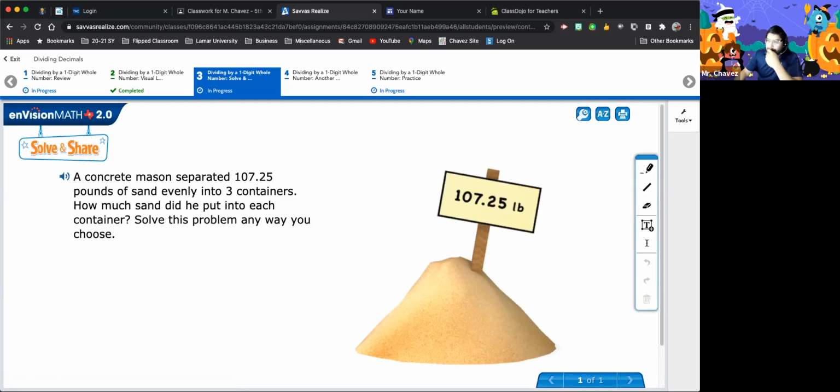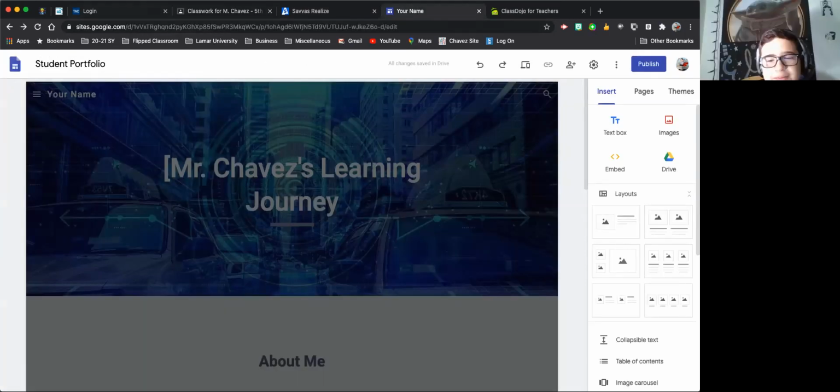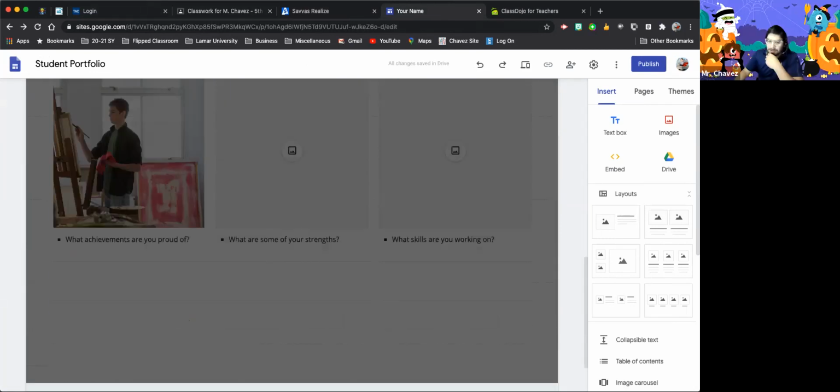So first do that. You should get your green light on Reflex. That shouldn't take you long. Your Imagine Math lesson shouldn't take you long either. And then your Google Site is your last one. Work on your e-portfolio.